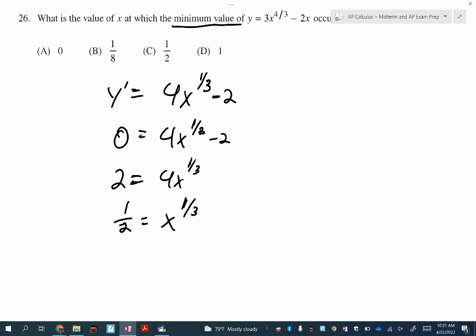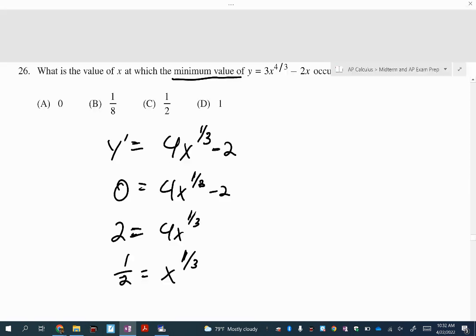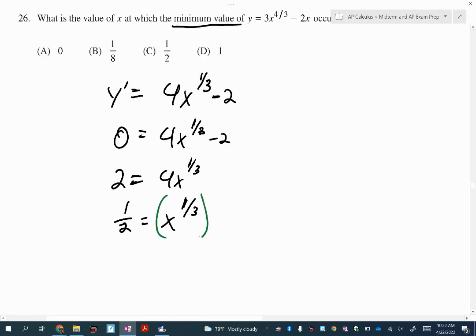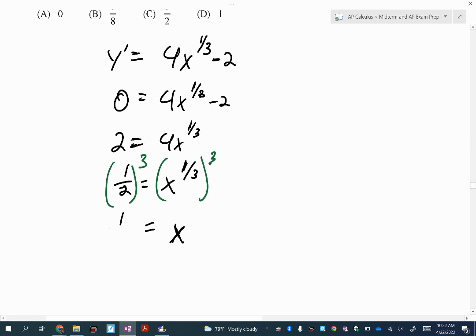Do you know how to get rid of that 1/3 power? Close, not cube it, right? Because essentially, this is the same as what? The cube root. So if you want to get rid of the cube root, you have to cube it. So I'm going to cube both sides. Do you know how to cube 1/2? Andrew, gosh, so good, man. 1/8 is right. 1/2 times 1/2 times 1/2 is 1/8.